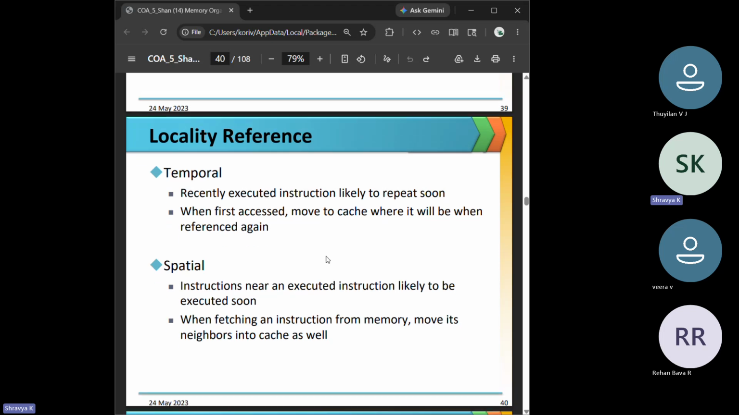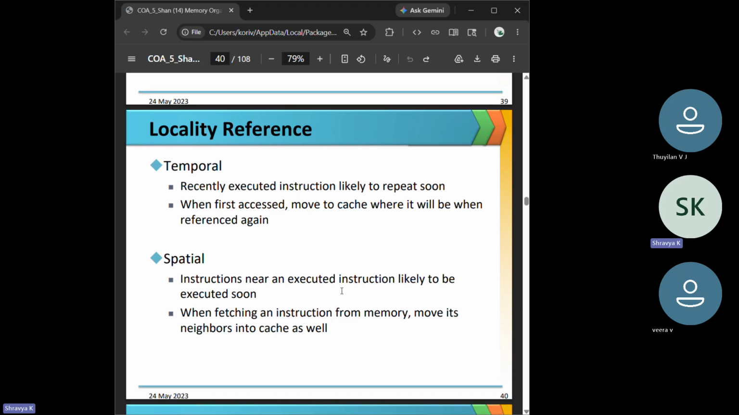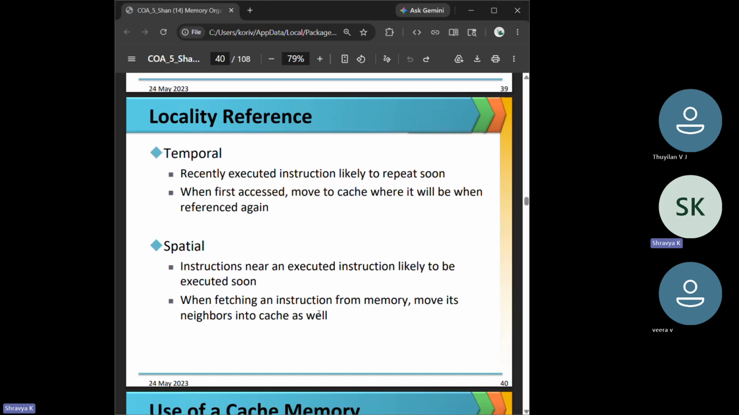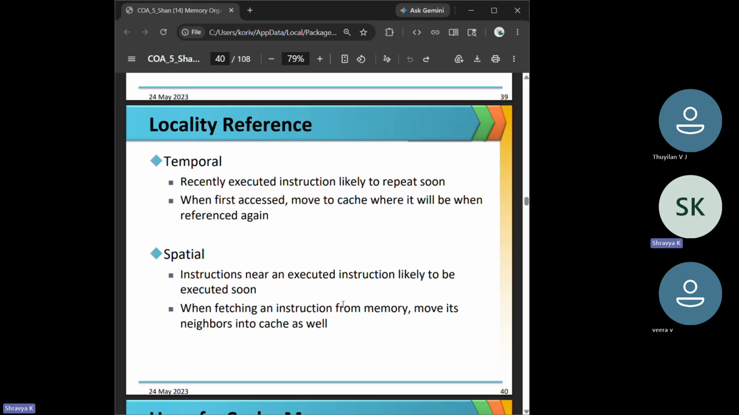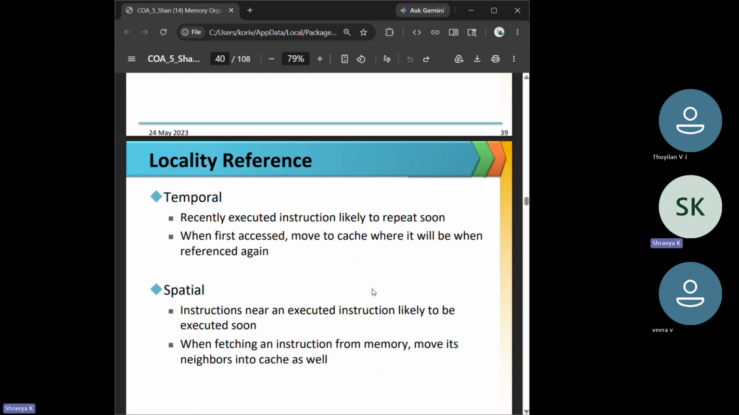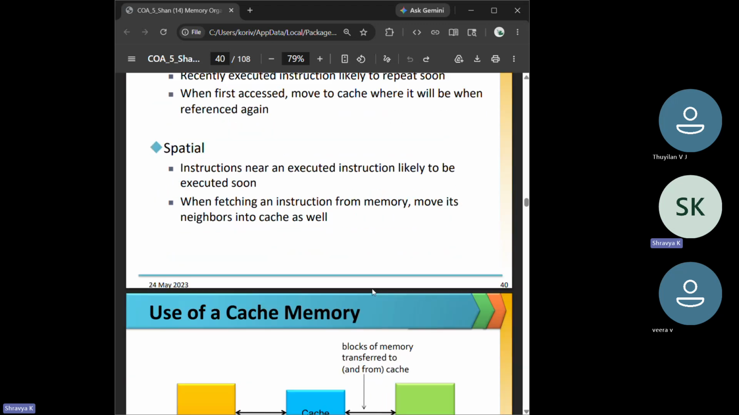The next type of locality is spatial locality. Instructions near an executed instruction are more likely to be executed soon. And also, when fetching an instruction from memory, you can just move its neighbors into the cache as well. So we'll be keeping these principles in mind while we think about how we design a cache and everything like that.